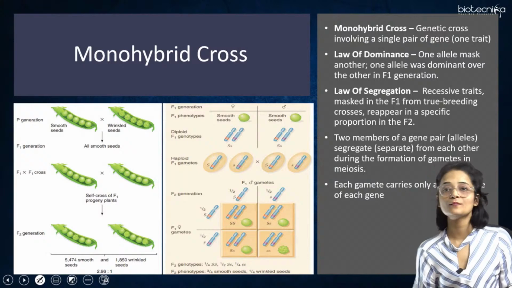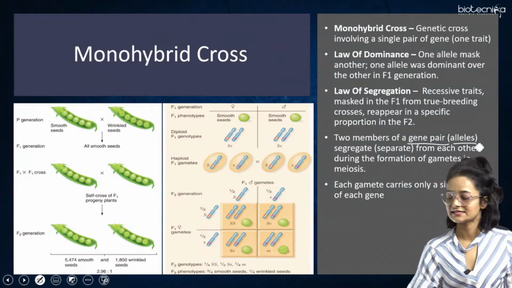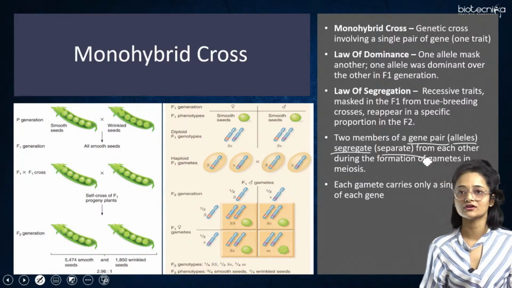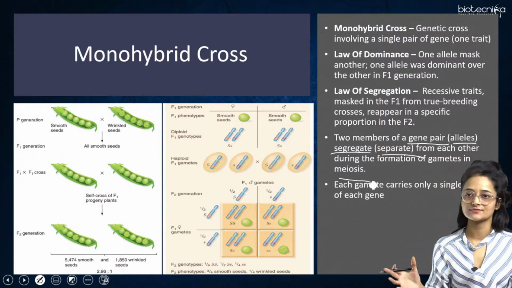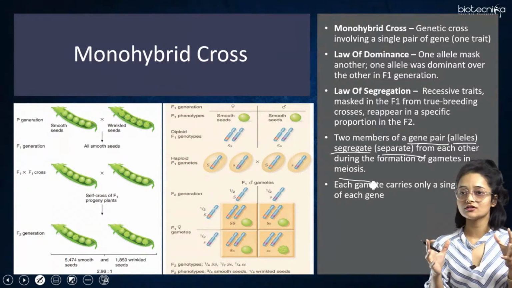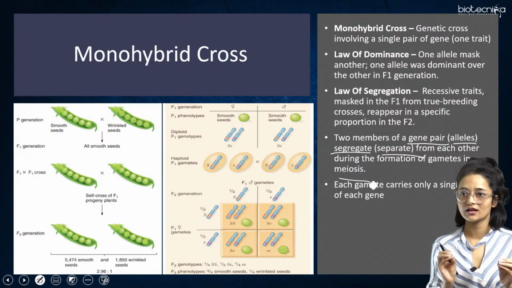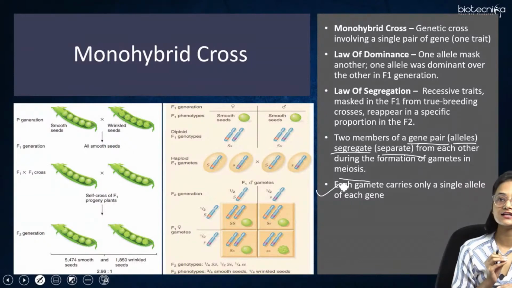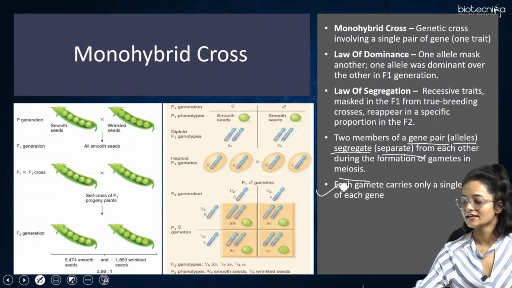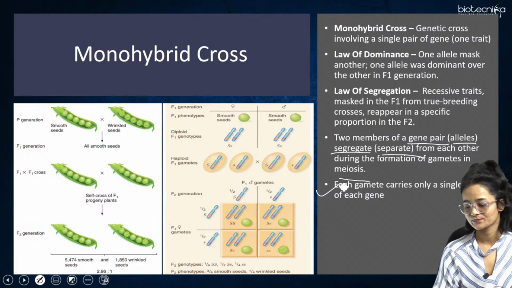So it says that the two members of a gene pair, which are known as alleles, segregate or separate from each other during the formation of the gametes in meiosis. So this is how in meiosis the separation takes place. So segregation is a universal law. It is a true law which will take place because meiosis has to take place, right? So the law of segregation will occur. And then it says that each gamete carries only a single allele of each gene.